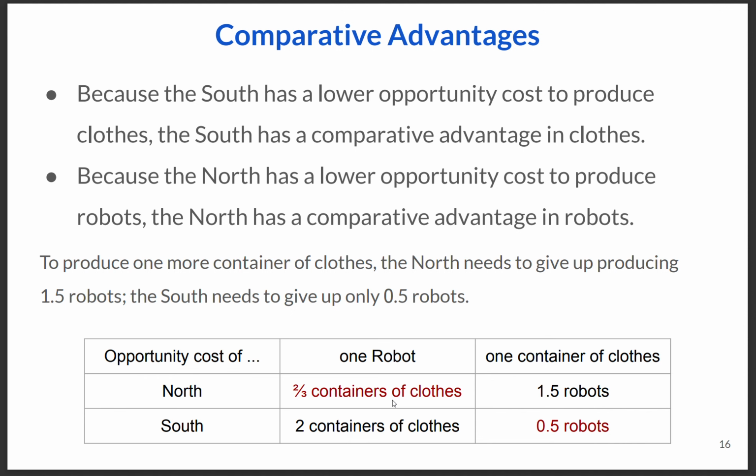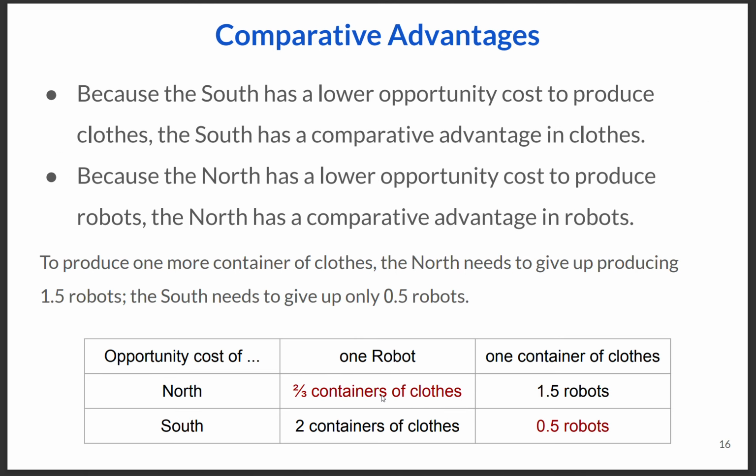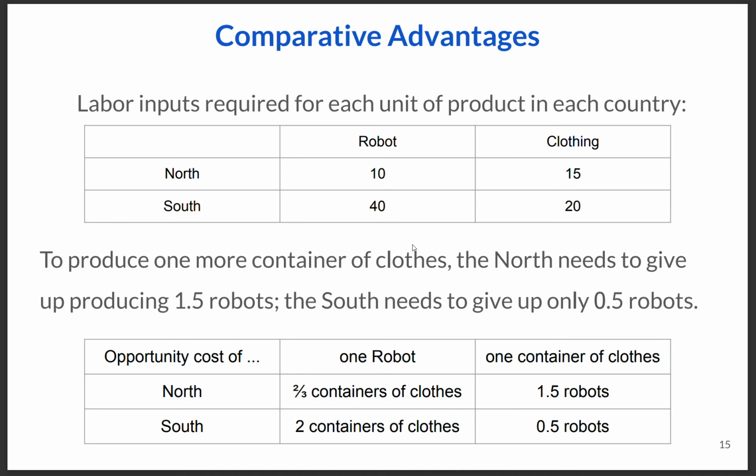It takes 10 units of labor to get 1 robot and 15 units of labor to get 1 container of clothes. 10 divided by 15 is 2/3. To produce 1 unit of robots, the North only gives up producing 2/3 units of clothes.